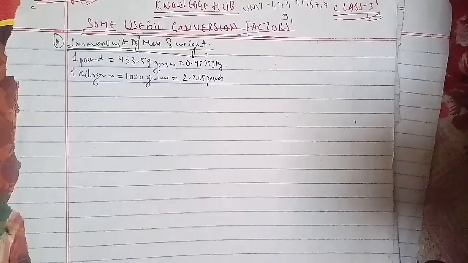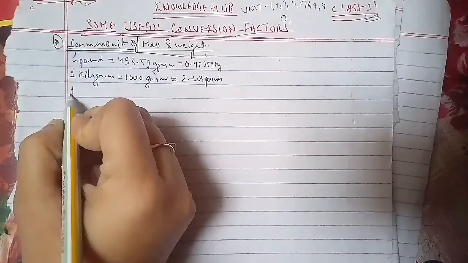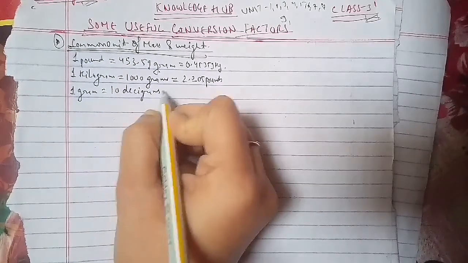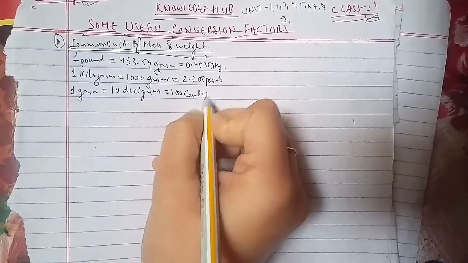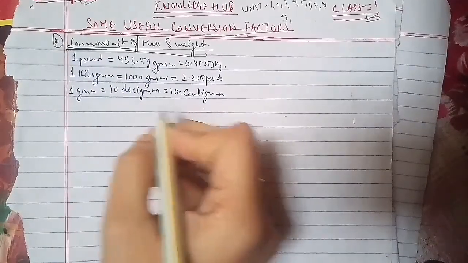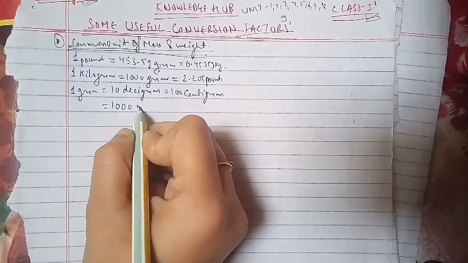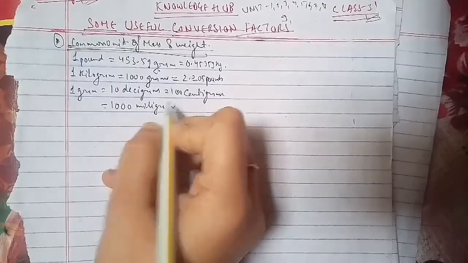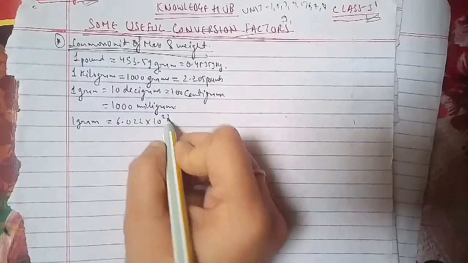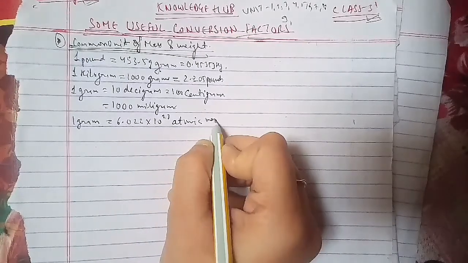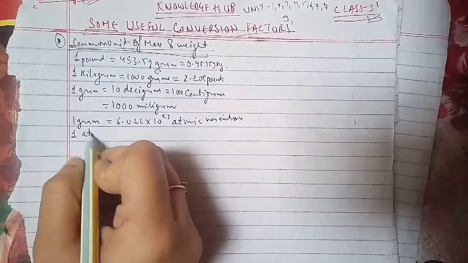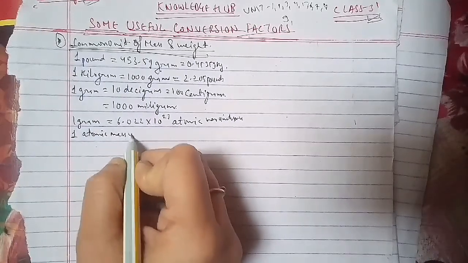Now we go ahead with 1 gram equals 10 decigrams, which is equal to 100 centigrams. That is equal to 1000 milligrams. So 1 gram equals 6.022 into 10 to the power 23 atomic mass units, or we can represent it by u as well. 1 atomic mass unit equals 1.6606 into 10 to the power minus 24 gram.